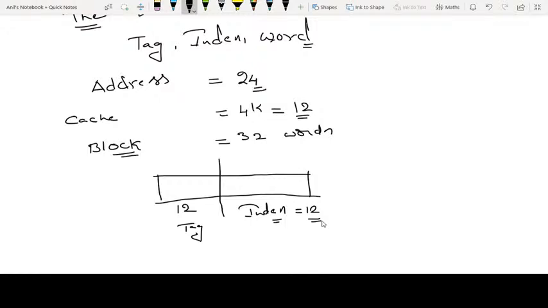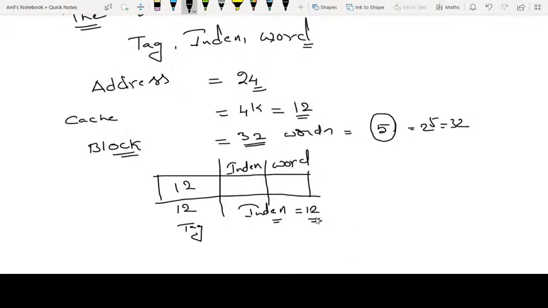But when the block size is given, the index part will be further subdivided into two more portions as index and word fields. Anyhow, tag is equal to 12, index is equal to 12. This index will have two parts whenever the block is mentioned. This block size requires a few address digits. As the block size is equal to 32, the number of digits required to represent the block will be equal to 5, since 2 power 5 is equal to 32. So I do require 5 digits.